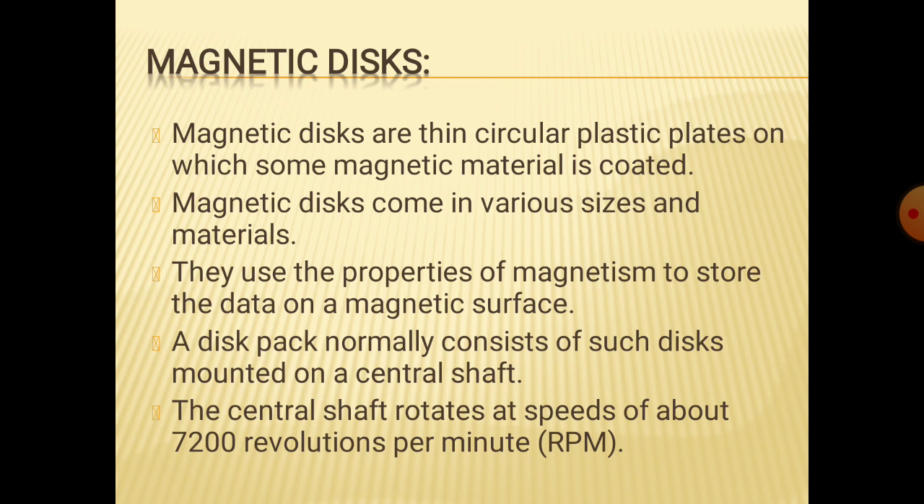Here the central shaft rotates at a speed of about 7,200 revolutions per minute. This revolution per minute is also called RPM, where RPM stands for revolutions per minute. That is the speed of the disk we calculate. In a minute, how many times it can revolve, that is the speed. RPM is used to measure the speed of your magnetic disk. Usually it is given as 7,200. Based on the different types of magnetic disk we are using, the speed varies.